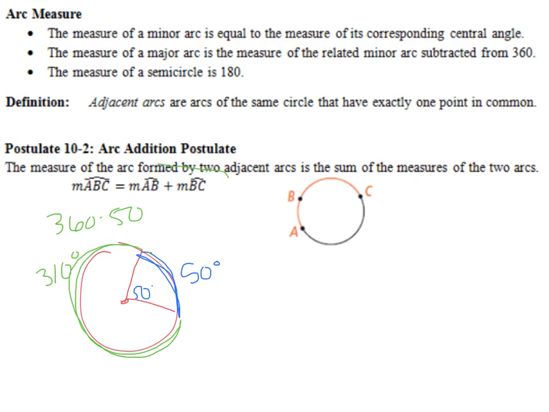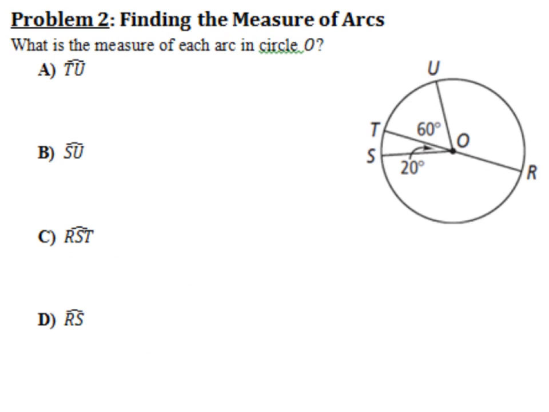Now you can always add two arcs together, because that's just like adding two angles together to figure out a total arc. So I have to figure out what my arc measurements are. If this central angle is 60, the arc in between the two points is also going to be 60 degrees. If I look at SU, this whole arc, well, if I look at this whole angle, that's going to be 80. So this whole arc is also going to be 80 degrees.